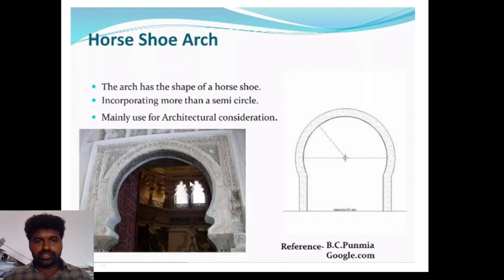And the horseshoe arch: the shape of the arch is like a horseshoe. The arch has the shape of a horseshoe, incorporating more than a semicircle, mainly used for architectural consideration. Not much load can be transferred by the horseshoe arch when compared to the circular or parabolic arch.